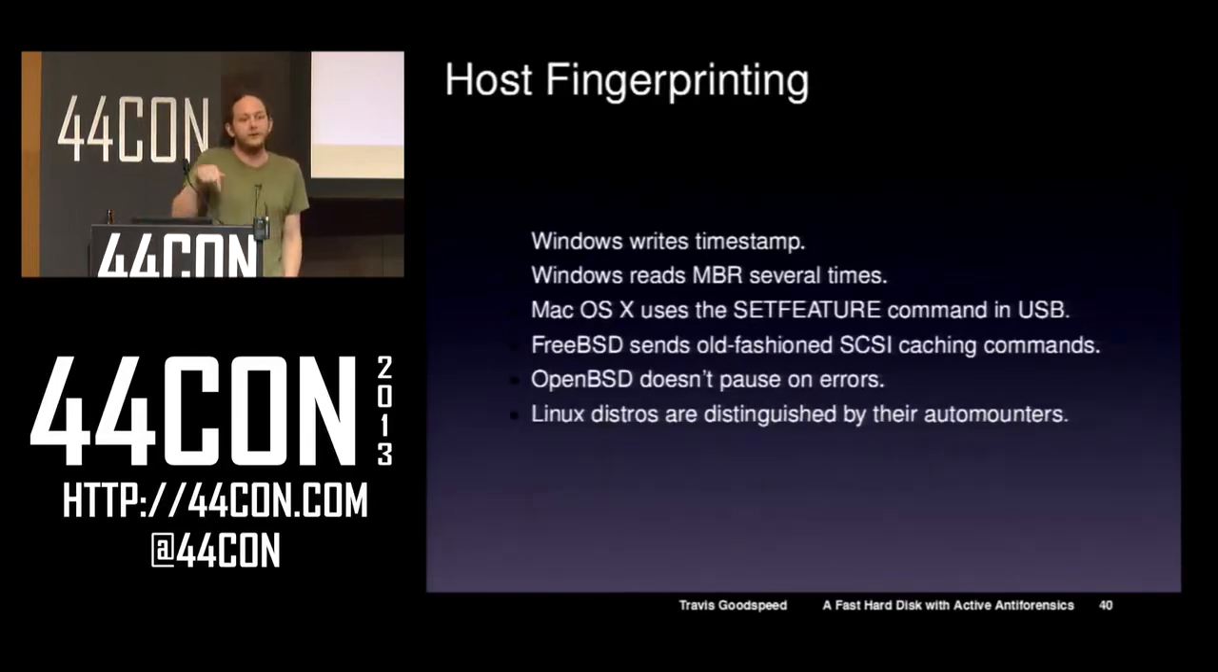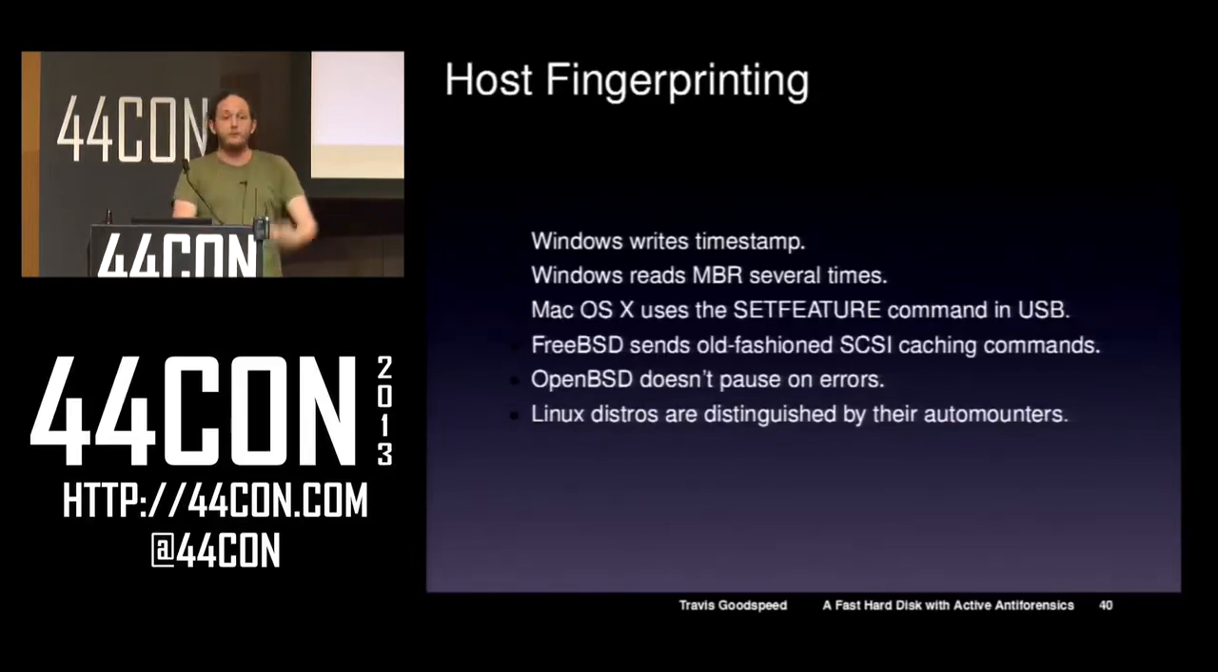And it's those sorts of innocent bugs that allow us to fingerprint the host and identify this as being a Windows machine. Mac OS X uses the set feature command in USB, which no other operating system uses during enumeration. FreeBSD sends a very old dialect of SCSI, and it explicitly tells the disk how to do caching. So you can recognize FreeBSD that way. OpenBSD does not pause when there's a USB error or a disk read error. So OpenBSD's USB stack is a lot faster than its competitors, but it's easy to fingerprint. And Linux distributions are distinguished by their auto mounters.